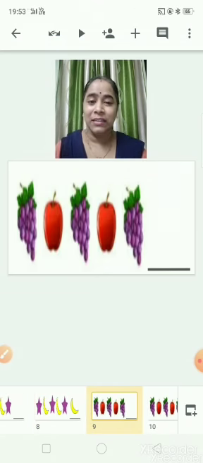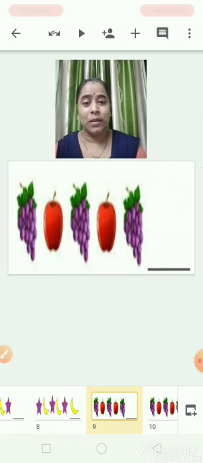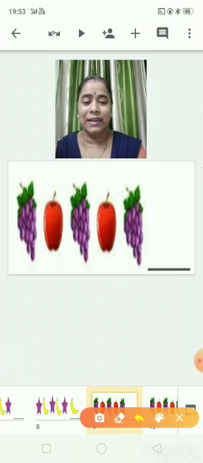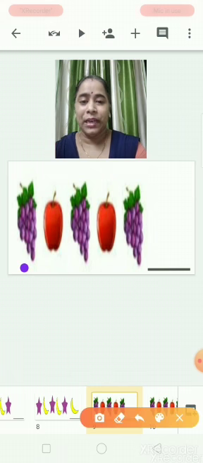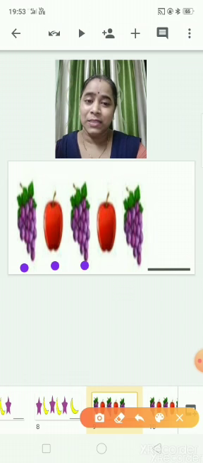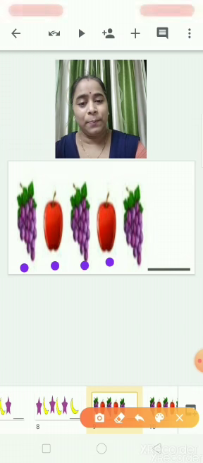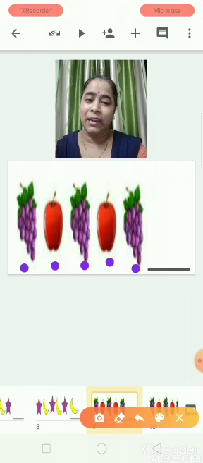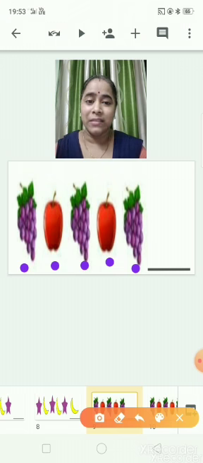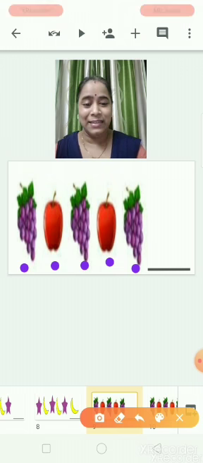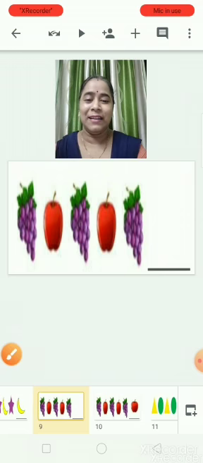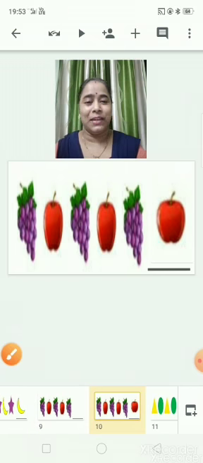Now, what are these? Fruits, bunch of grapes. An apple, yes. So, your grapes, then apple, then again grapes, then apple, then grapes. So, what is the next fruit? Yes, tell me. Apple, very good.